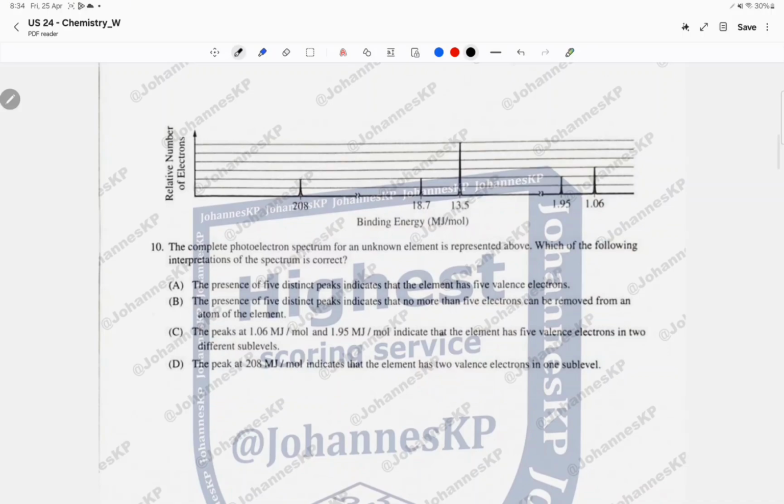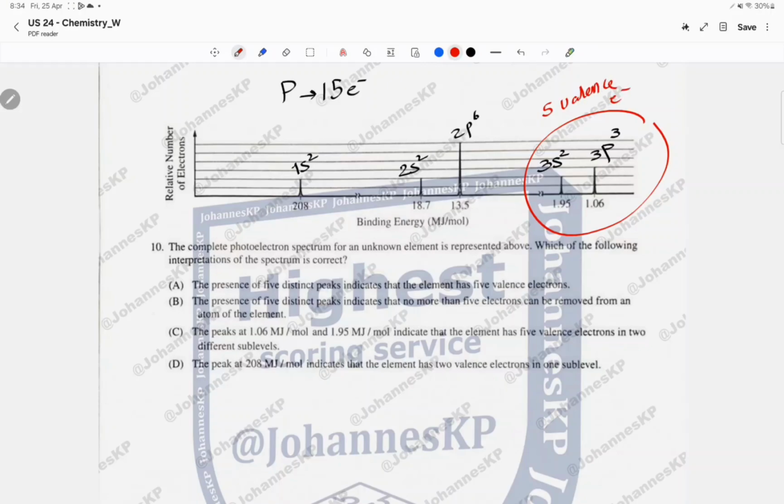Question 10, here we have the binding energy. And we can just say now that this is 1s2, 2s2, 2p6, 3s2, 3p3. So this element is going to be basically phosphorus, as it has 15 electrons. And 15 electrons means it does have 5 valence electrons in the last shell. Here we have 5 valence electrons.